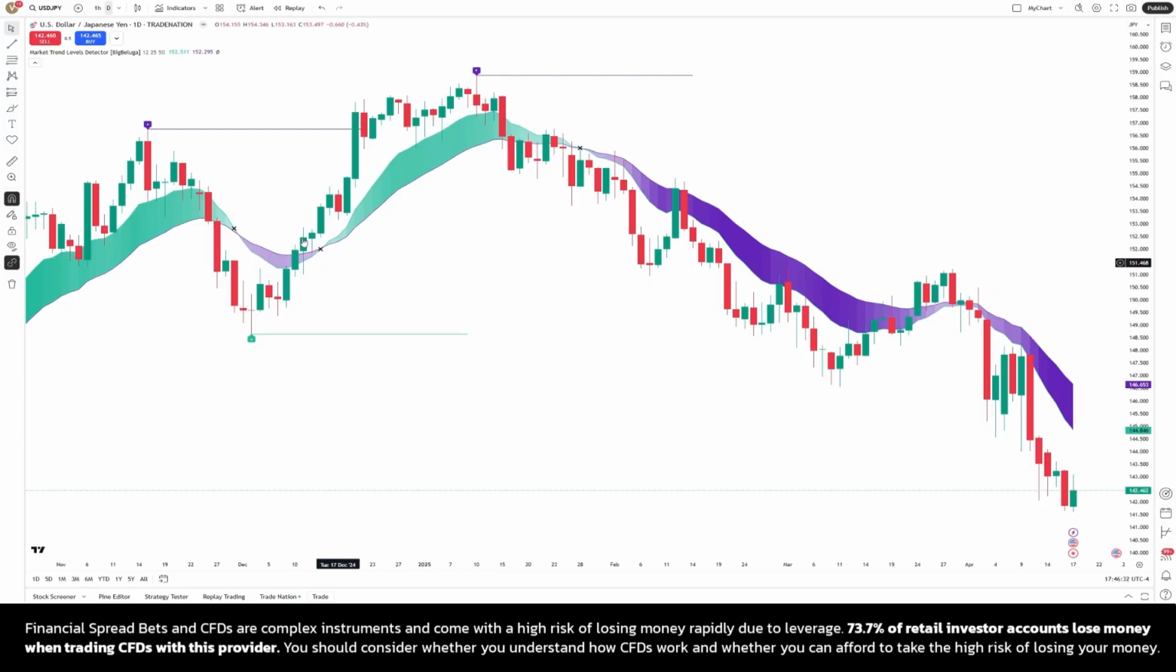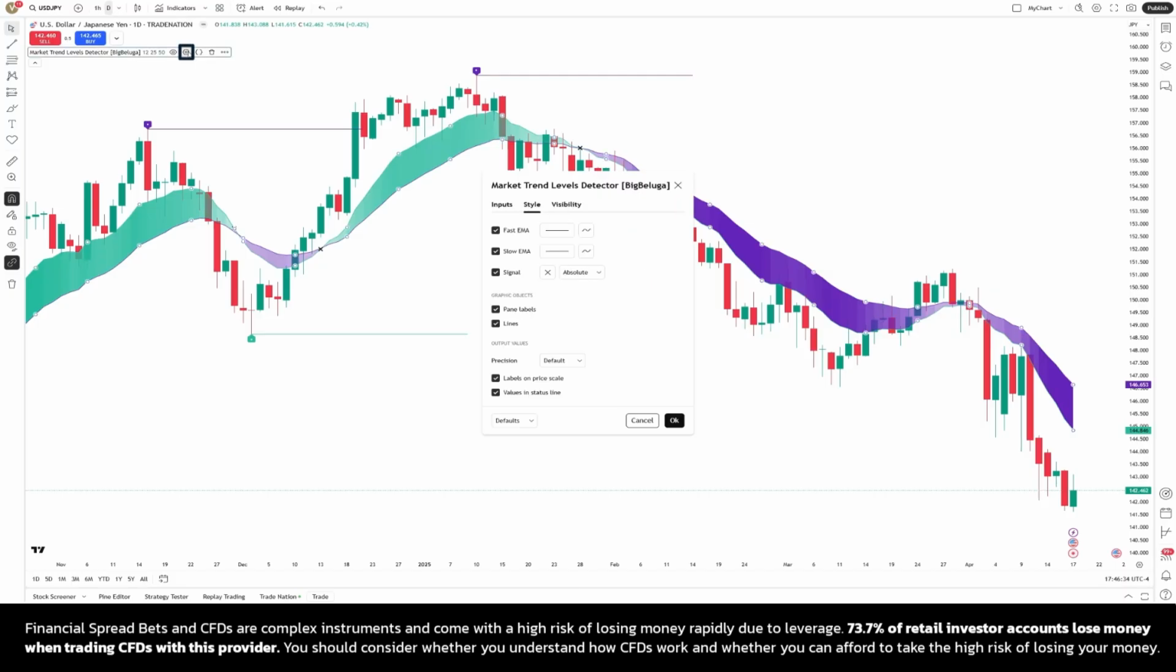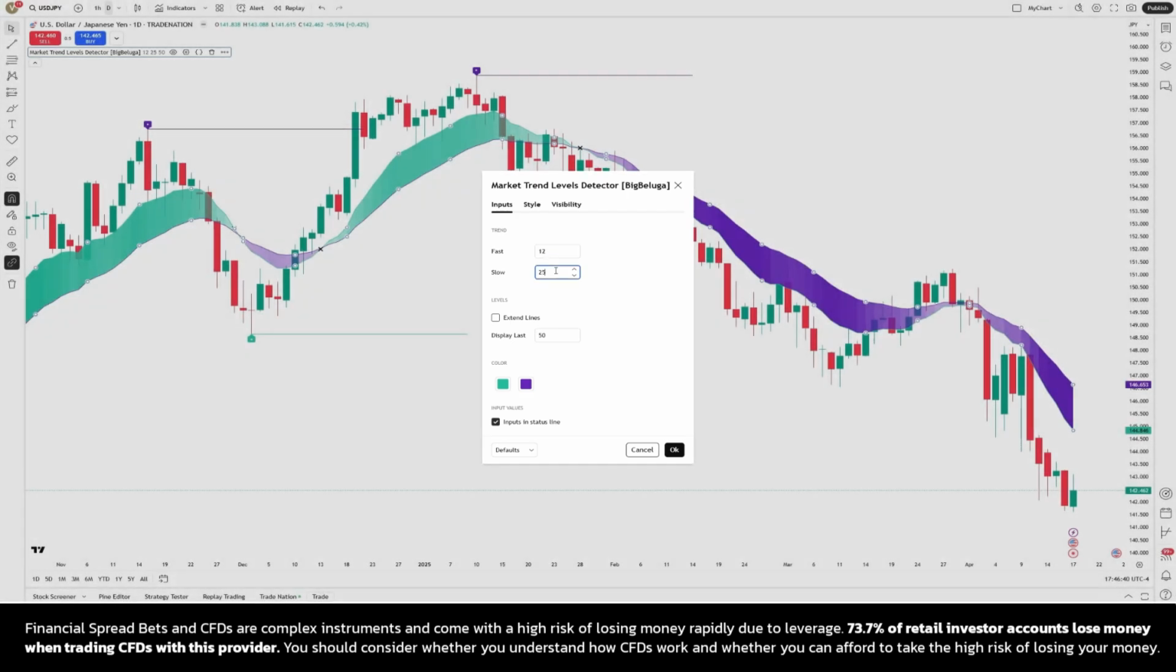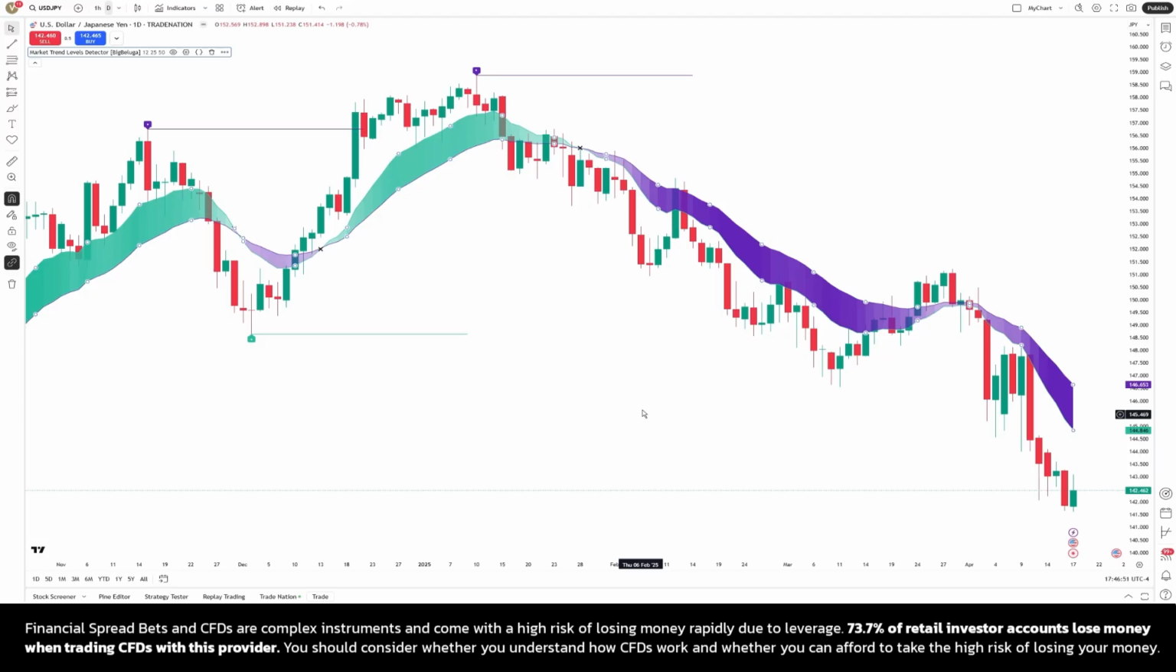The indicator also allows customization, enabling users to adjust settings such as the lengths of the moving averages, colors of plotted lines, and the number of recent trend levels displayed. This flexibility ensures alignment with individual trading strategies and market preferences.